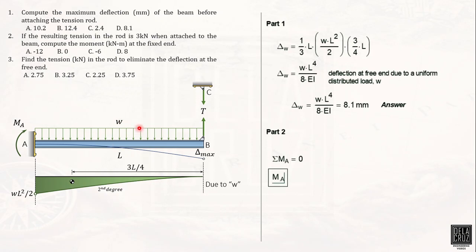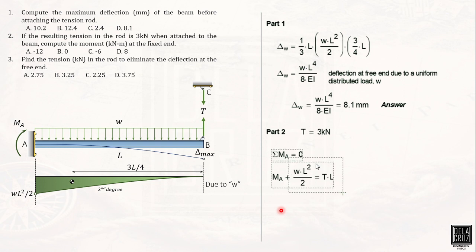Because of the W, that is clockwise moment rin, and actually yung moment due to the W is WL squared over 2. Ito yung moment niya because of that W. Now, the moment of this T that is counterclockwise is equivalent to T multiplied by L. Okay? I hope that is clear. So, we can solve our MA here. Ilagay muna natin yung T natin equivalent to 3 kilonewtons.